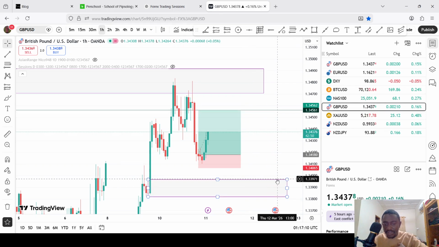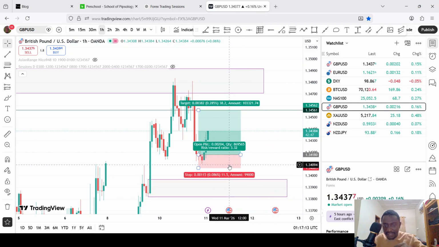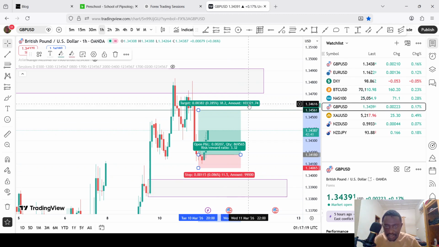So for me to enter the trade, let's say I click on this, I highlight this one, you can see that I have two amounts. The first amount here is the target, this line. They are saying if price is able to reach this place, I'm getting 103,321. And around this particular session too, you see that there is another one that is in red.